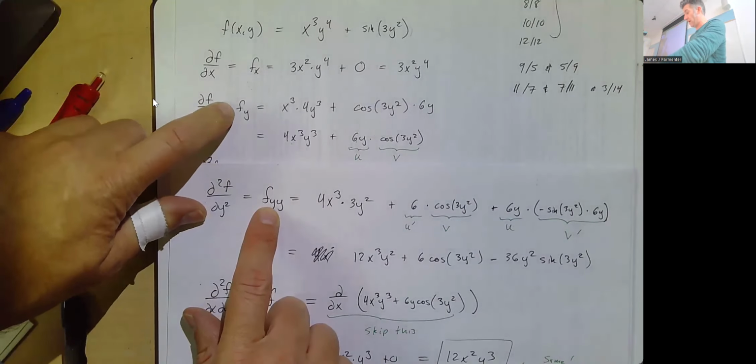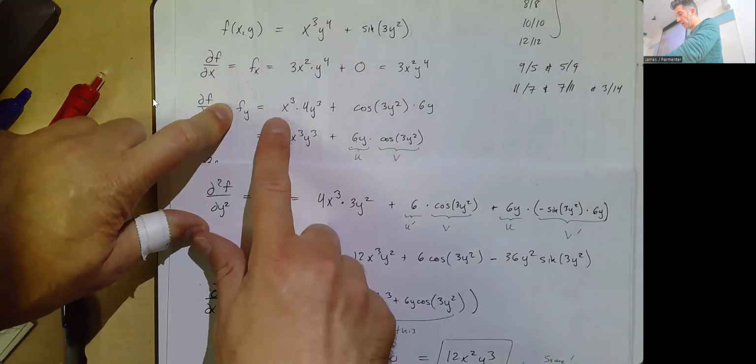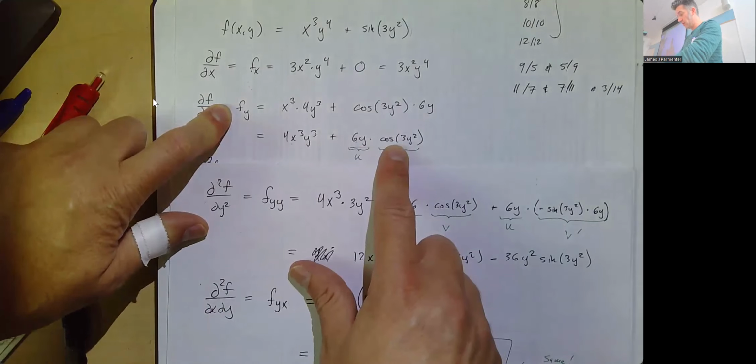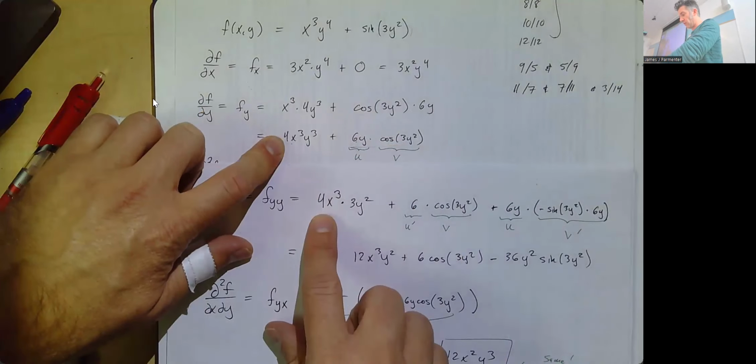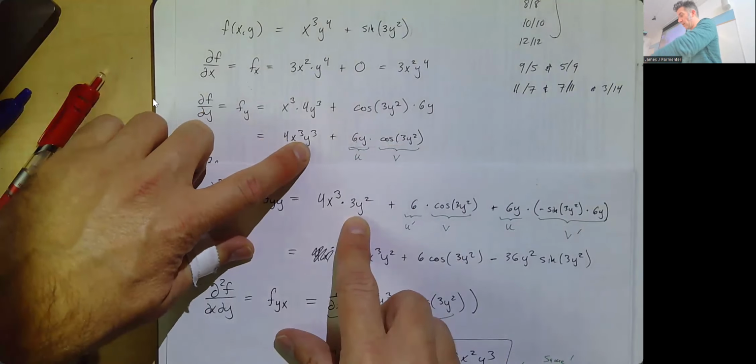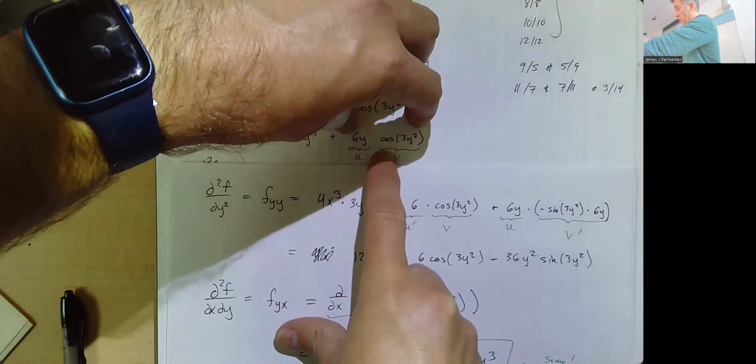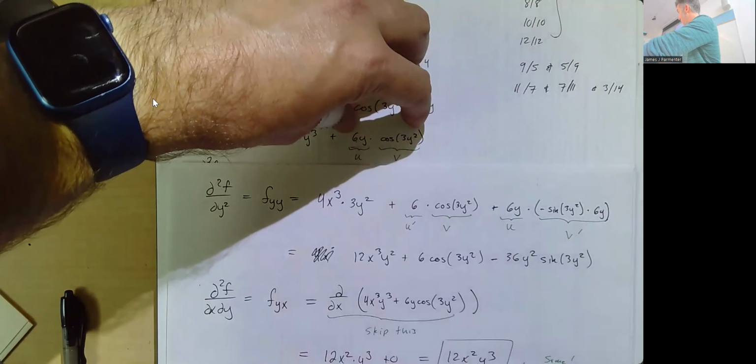I am saying, okay, I'm looking at this whole function, and taking its derivative with respect to y. So the derivative of the first part is going to be 4x cubed times 3y squared. And then for this second part, which is a product of the function 6y times the function cosine of 3y squared, I'm using the product rule.